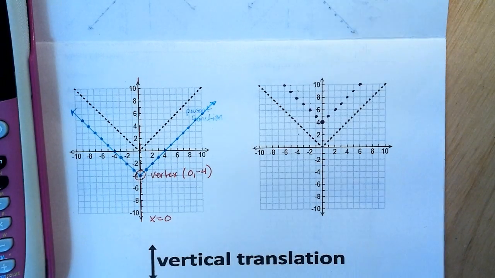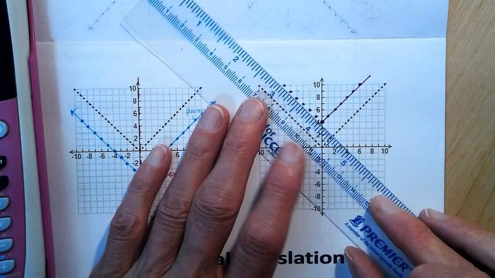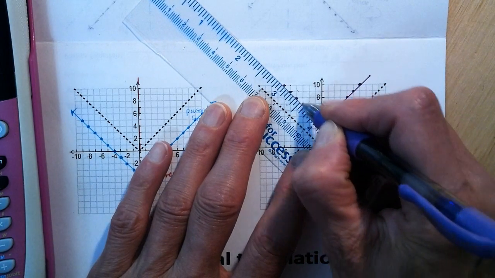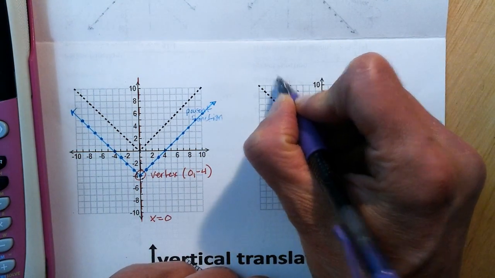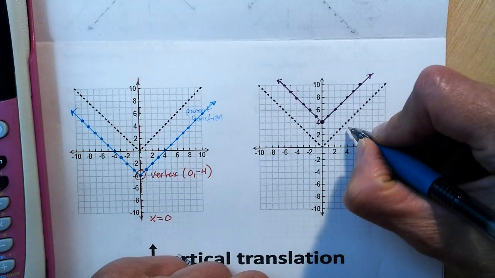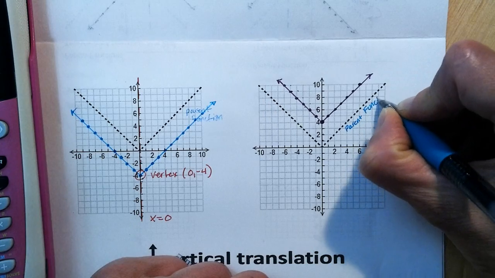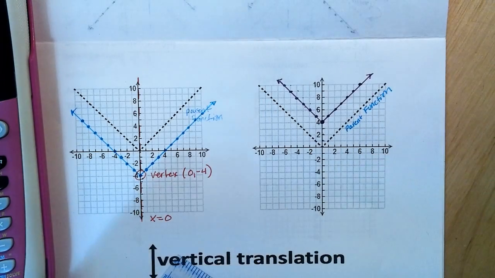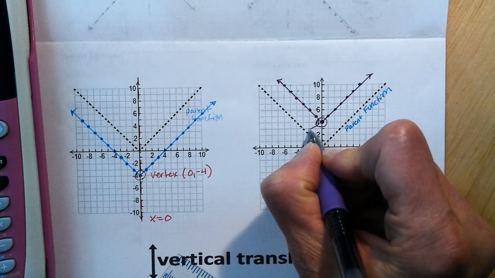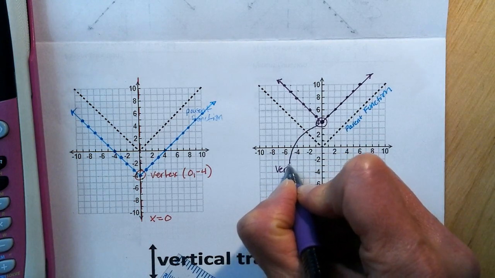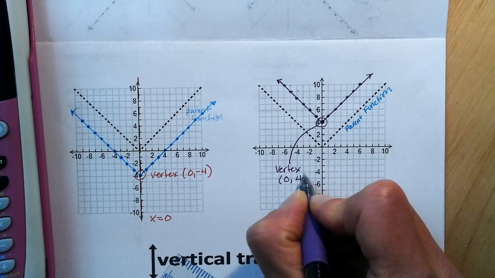Okay? So again, because this is the function I'm concerned about, I am going to go ahead and make that a solid line. I am going to label this parent function. So what was the transformed vertex? This vertex right here, that's our vertex. I'm going to write it down here. That's our vertex, and that's at where x is 0 and y is 4.